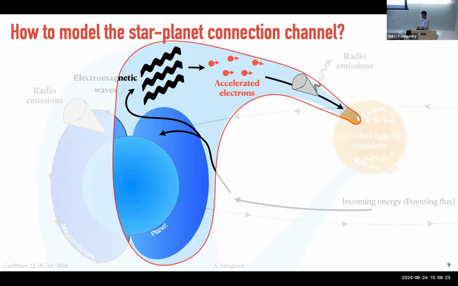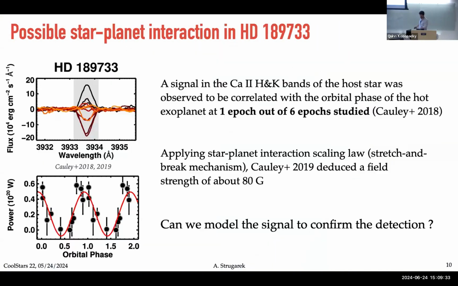Now the second aspect I wanted to touch on in this very short talk is: what can we tell about the phase of any signal that you would detect from such star-planet interactions? There were two papers from Cauley and collaborators, in 2018 and 2019, where they detected a signal for HD 189733 at one particular epoch out of 6 epochs studied. So it was maybe just by chance that they detected it. And they applied star-planet interaction scaling rules using the Lanza stretch and break mechanism again here, which predicts a very strong interaction.